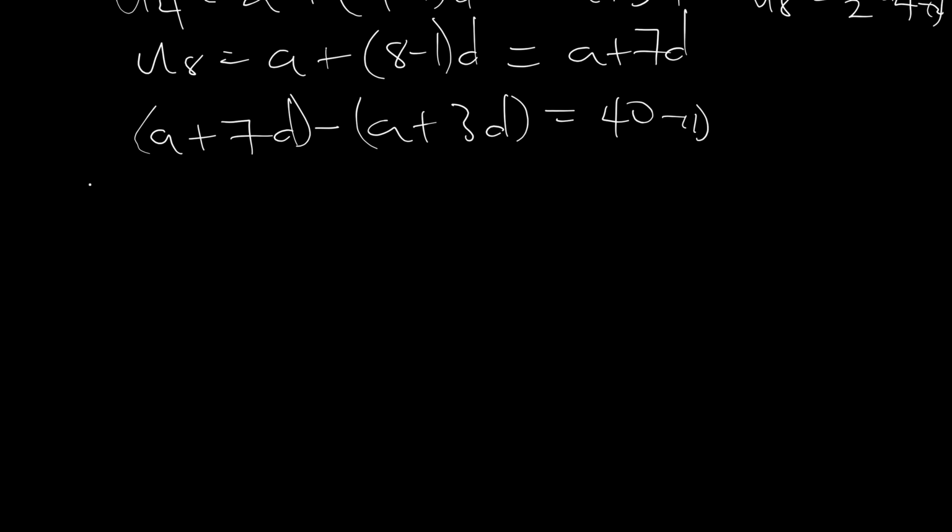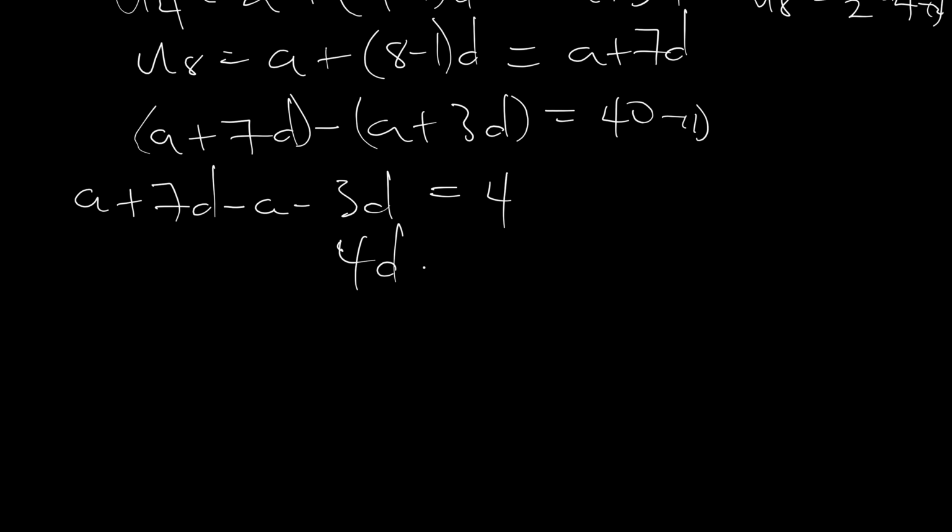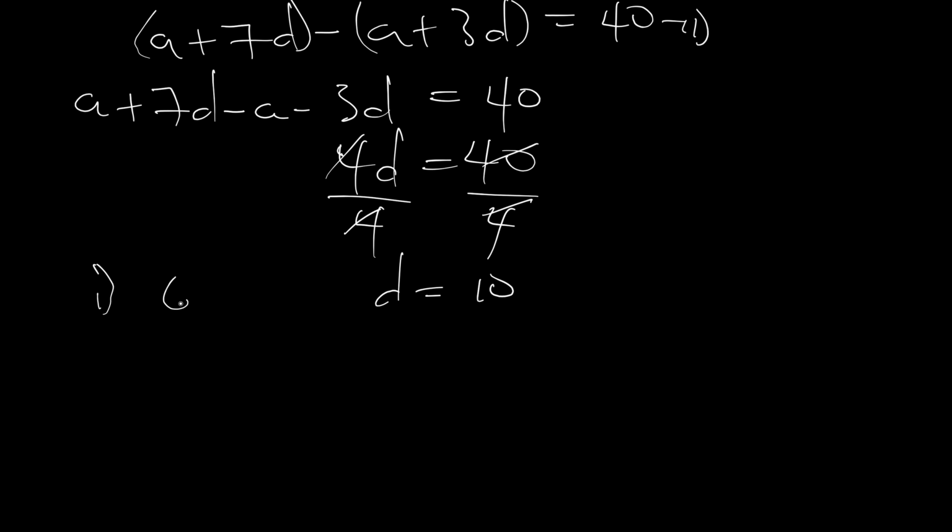So for equation 1, a plus 7d minus a minus 3d is equal to 40. a minus a is 0. 7d minus 3d is 4d, which is equal to 40. Now to find d, we divide both sides by the coefficient of d, which is 4. So here by 4, here by 4. Our d will be equal to 10. So (i) our common difference, which is d, is equal to 10.